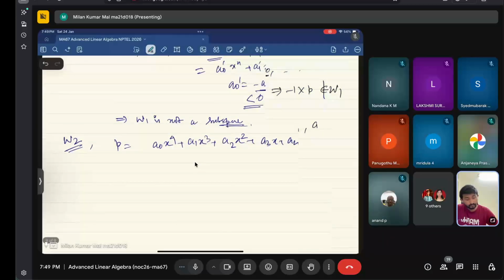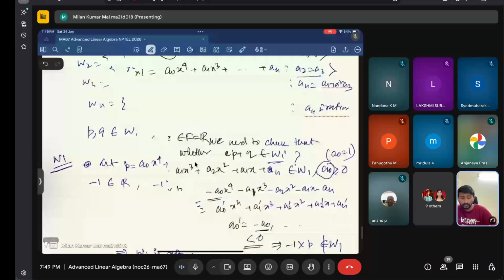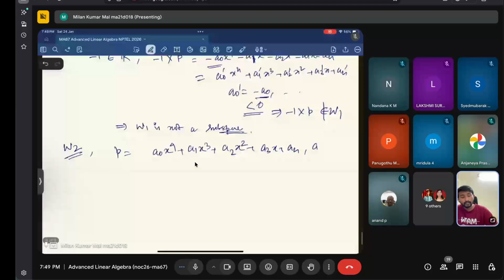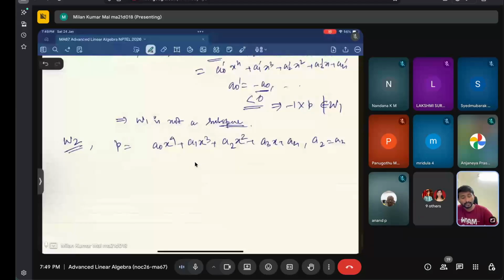A2 equals A3, and another polynomial Q, which is something like A naught dashed x^4, A1 dashed x^3, A2 dashed x^2, A3 dashed x plus A4 dashed, and here also A2 dashed equals A3 dashed.